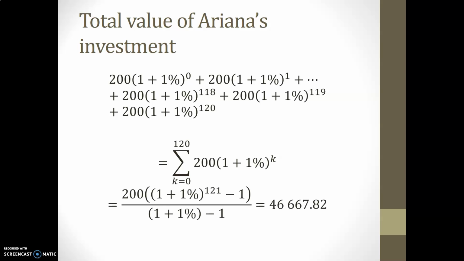And thank goodness we have a formula which helps us to find the total value of such a series. The formula: a0 times (r^(n+1) − 1) over (r − 1). And in this case, r is 1 plus 1%. n is 120, which is the widest time span between deposit and the moment where the future value was calculated. So Ariana's total investment is now worth $46,667. And let's not forget the 82 cents, because every cent matters.